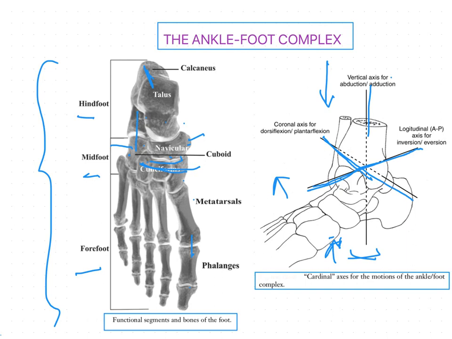Dorsiflexion and plantar flexion are motions that occur approximately in the sagittal plane around the coronal axis. Normally dorsiflexion decreases the angle between the leg and the dorsum of the foot, whereas plantar flexion increases this angle. So what is happening? Plantar flexion means the foot goes like this. So this is the leg and this one is the plantar flexion. Dorsiflexion means like this. So what is happening here? The angle between the leg and the dorsum of the foot is increased in plantar flexion.